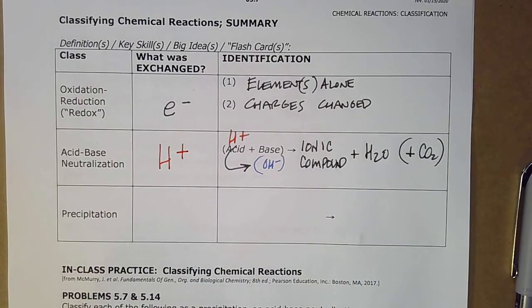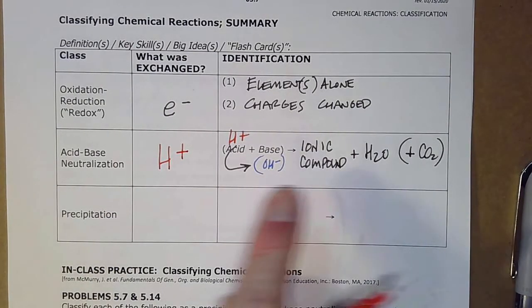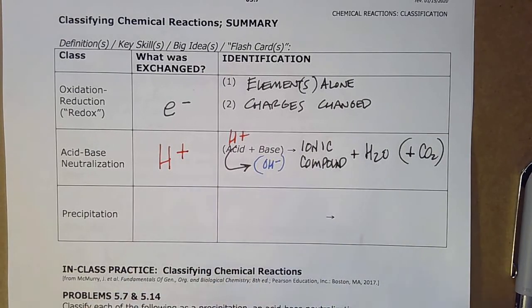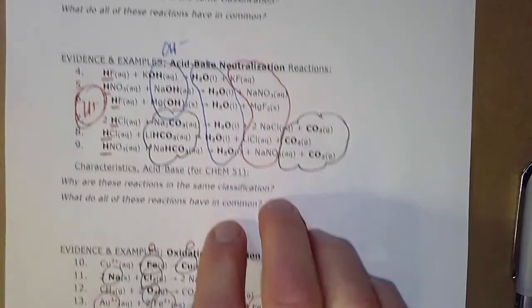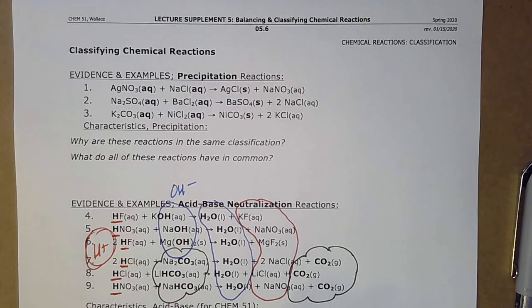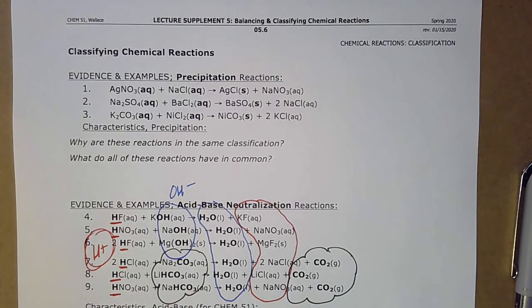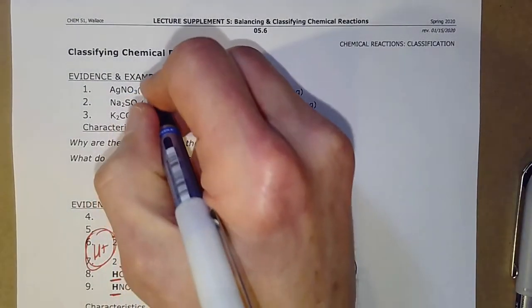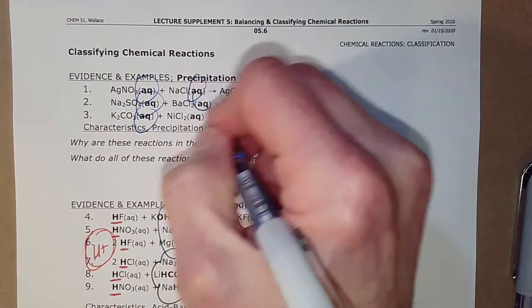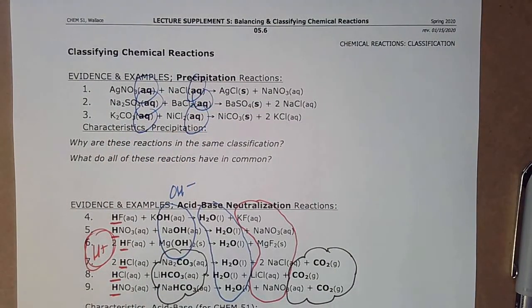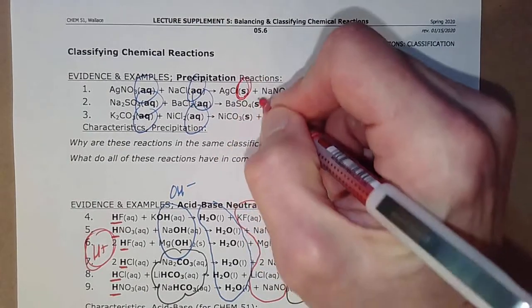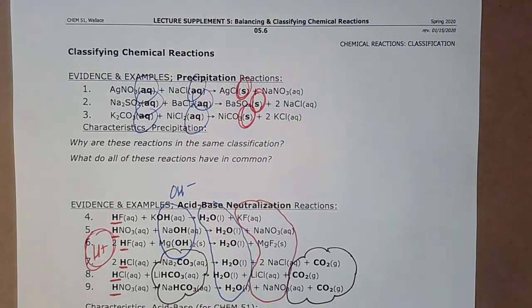H plus. So this is how I recognize it, and here's the mechanism. Let's go back to precipitation reactions on page 5.6. And we said, oh yeah, okay, I recognize the aqueous, aqueous, aqueous, aqueous, aqueous, aqueous. On the reactant side, everything is aqueous. And what I notice on the product side is at least one solid. You can actually get two solids, but there's at least one solid.